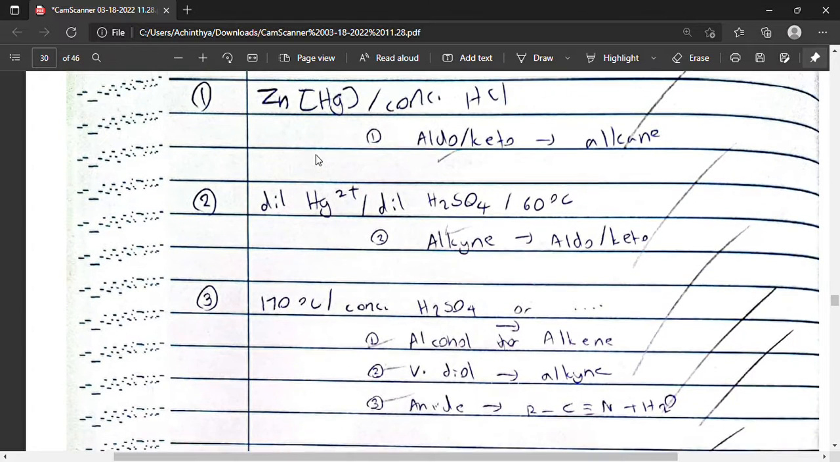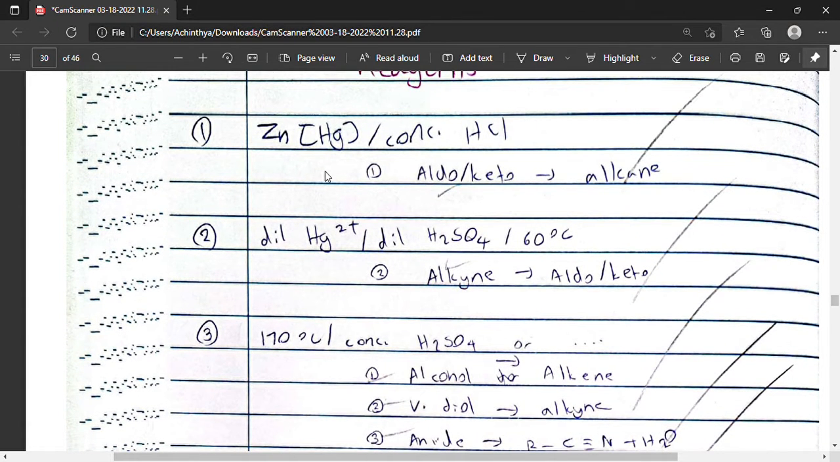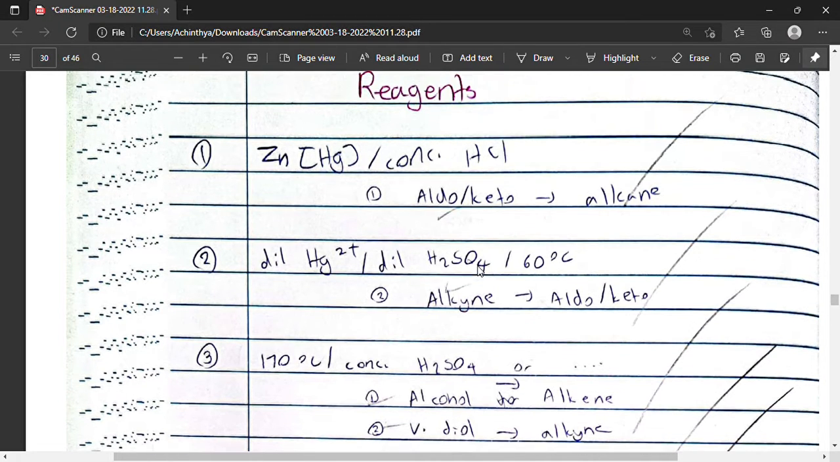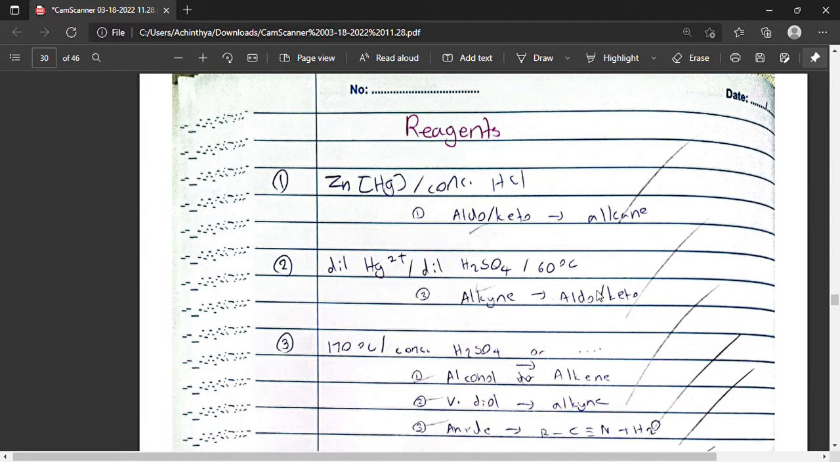And this is the other confusing one which we can easily confuse, which is dilute HgSO4 with dil H2SO4 at 60 degrees Celsius, in which we use it to convert alkynes into aldehydes and ketones.